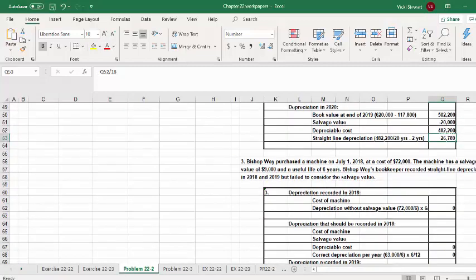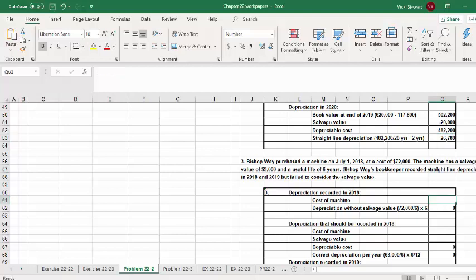The third scenario states that Bishop Way purchased a machine on July 1st, 2018 at a cost of $72,000. The machine has a salvage value of $9,000 and a useful life of 6 years. Bishop Way's bookkeeper recorded straight line depreciation in 2018 and 2019, but failed to consider the salvage value. So this is actually an error that was made.